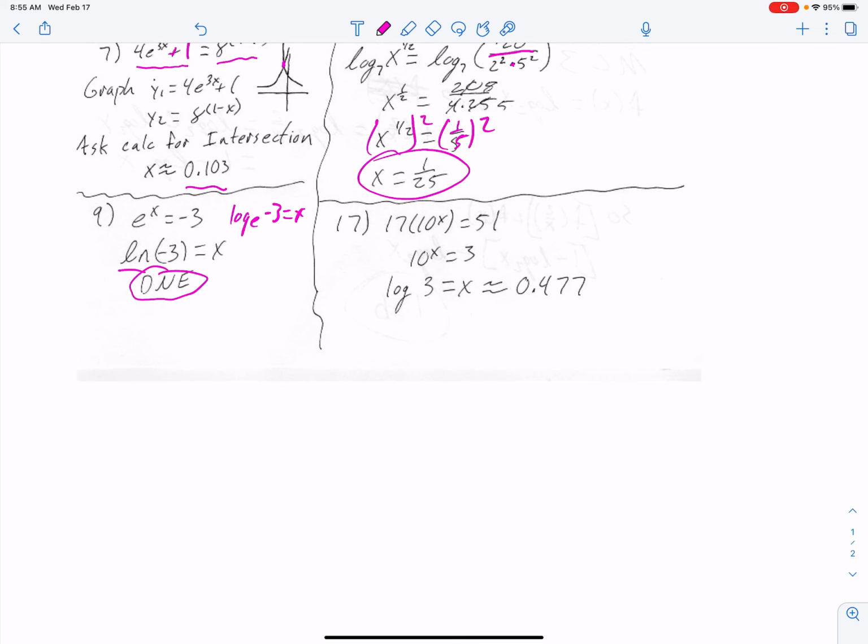17, I'm going to divide both sides by 17. I know that 10 to the x equals 3 can be written as the common log, or log base 10 of 3, which I can stop there, or I can ask my calculator to convert the value.